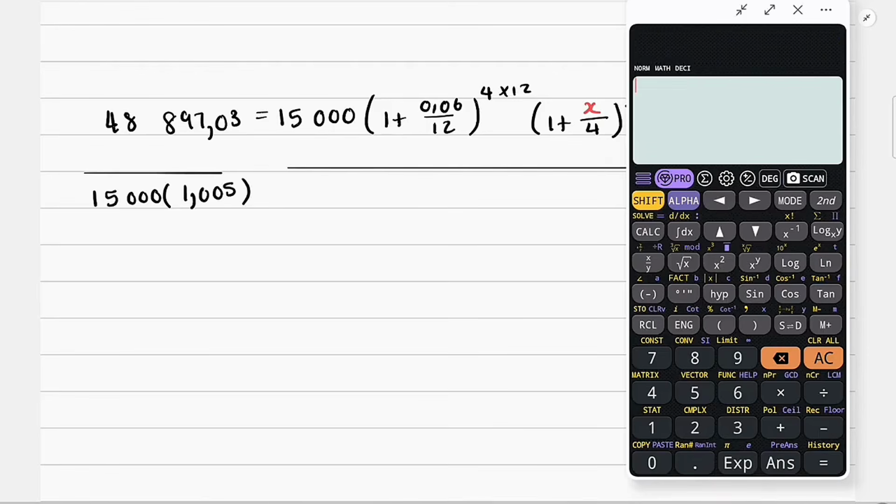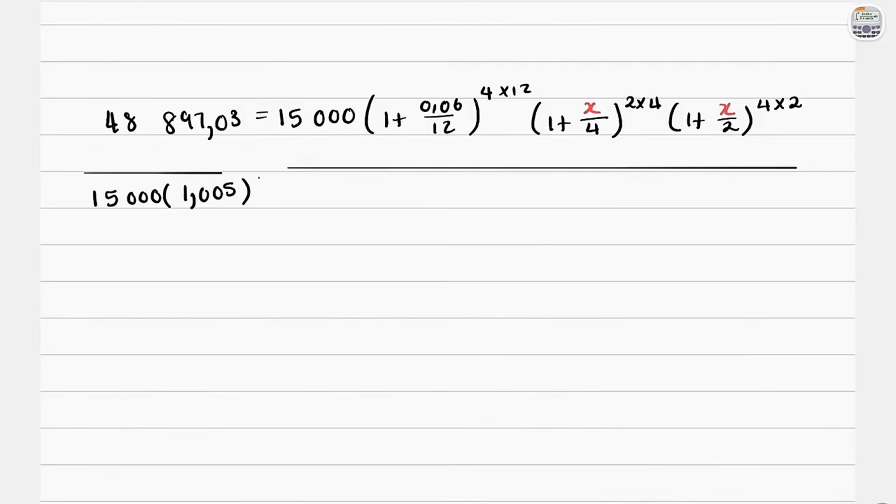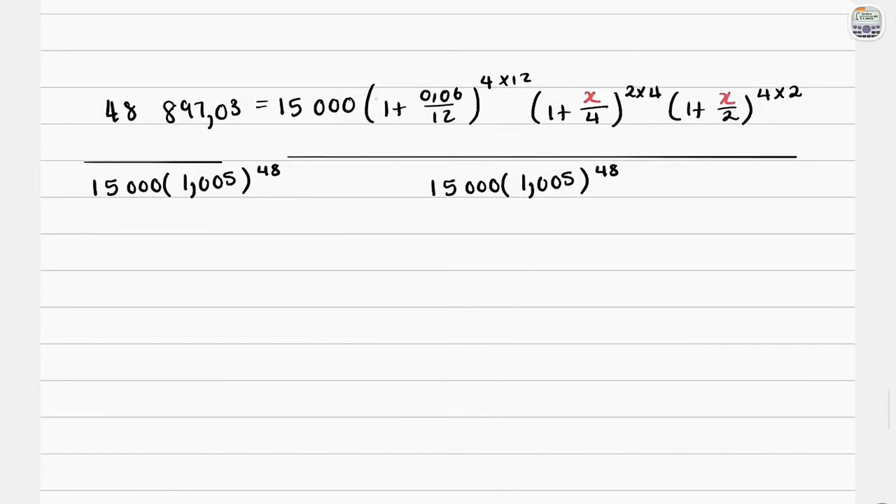1.005, and then 4 times 12 is 48, so we're going to say raised to the power of 48, and we're just dividing both hand sides by this number. Okay, so we know that these would cancel, right? They'll be gone. But this, let's just simplify that as well. That is, well, they have the same exponent because 2 times 4 is 8. 4 times 2 is also 8.